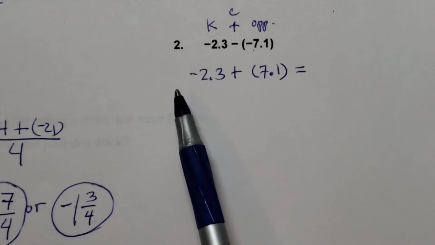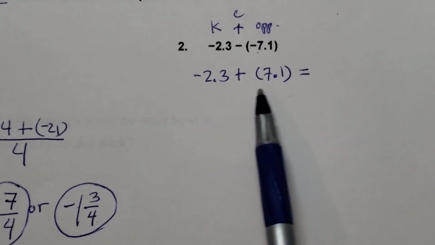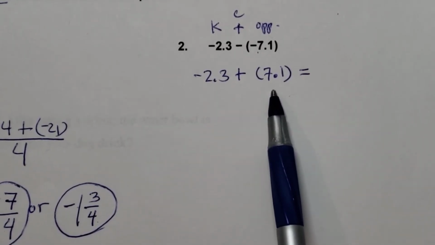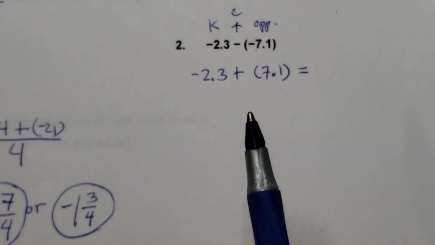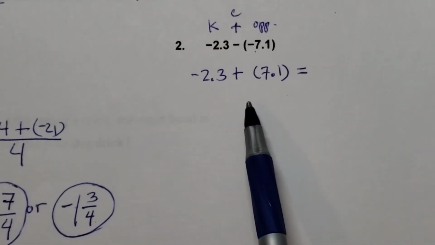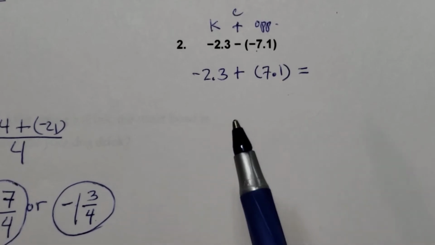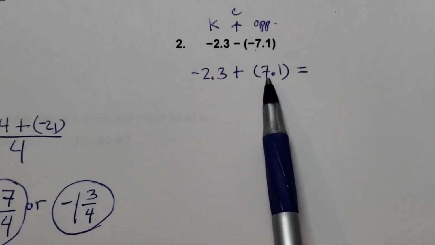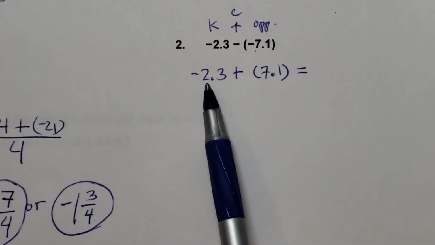Now, look at these two terms. We're adding signs that are different. One is a negative, one's a positive. And you're right, we're going to subtract because the signs are different. Now, before we subtract, do you know if your answer is a positive or a negative? Yes, it is positive because 7.1 has a bigger magnitude than the other term.